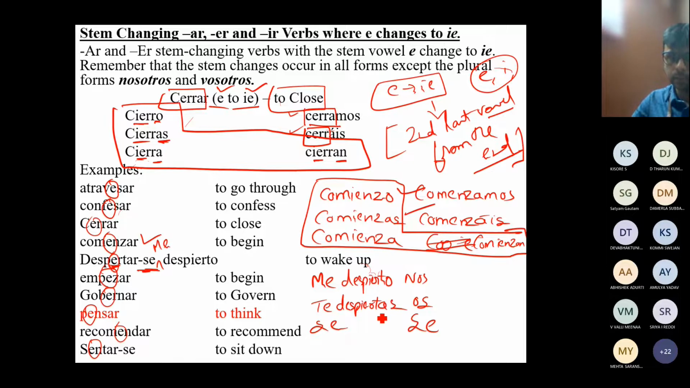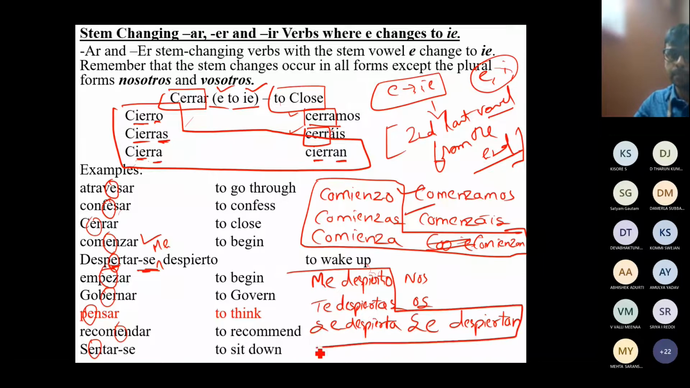Despiertas. Okay, despierta, and then despiertan. So this one has followed the boot rule. Okay, with the nosotros it will be simply despertamos. The end part is changing, and despertáis. Okay, that's how we do it.